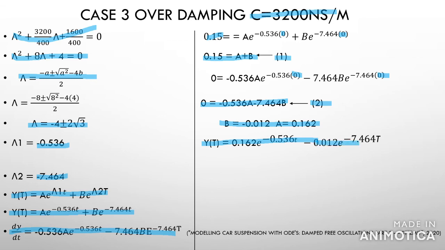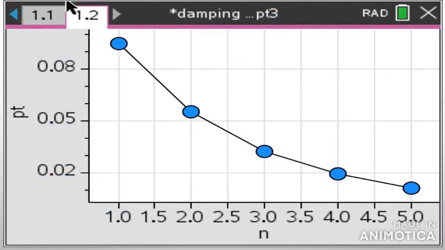So for my y(t) equals 0.162 e to the power negative 0.536t minus 0.012 e to the negative 7.464t. And if I sub this into my calculator graph, I'll see that this is actually taking more time to reach its equilibrium position here, and still hasn't reached it after the 5th second.